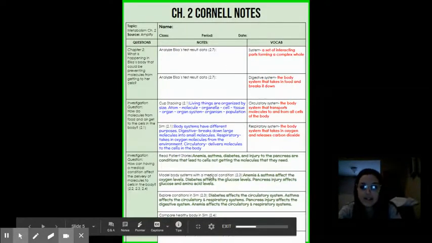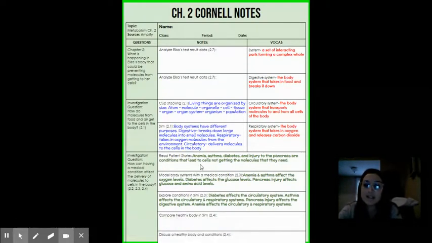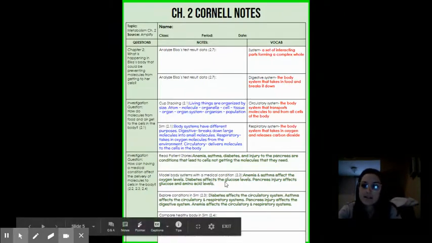And so these three notes that I added in were based on those four conditions that we were looking at. So anemia, asthma, diabetes, and injury to the pancreas. And so we learned that those were conditions that led to the cells not getting the molecules that they need to function properly. And then we learned a little more specific things about them.